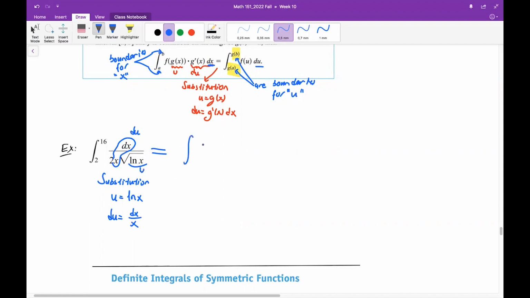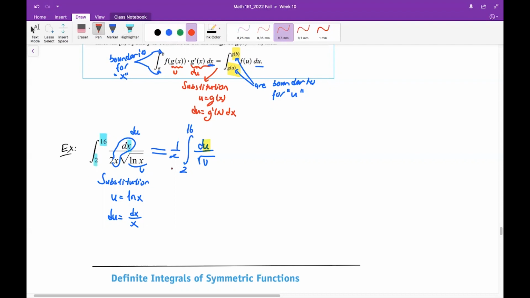So rewriting the integral in terms of our new variable, 1 over 2 can go out, dx over x is du, and at the denominator we have square root of u. What about the boundaries? You cannot put from 2 to 16 here. These are not the values for u. Be careful. They are the values for x. They are the boundaries for x.